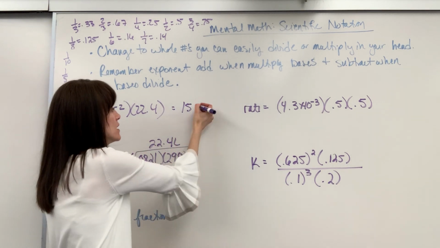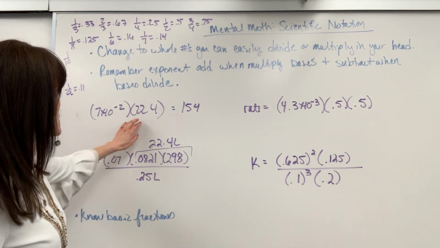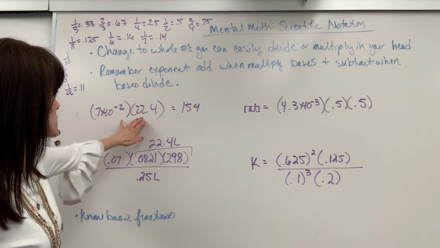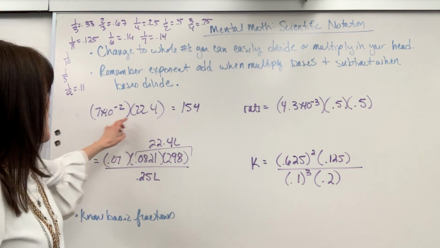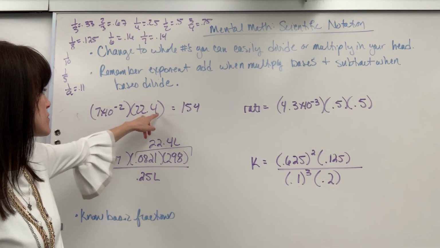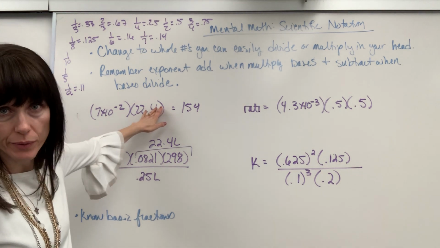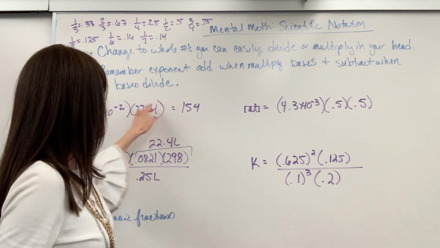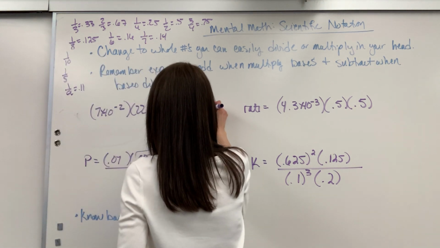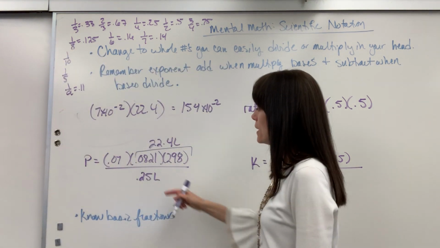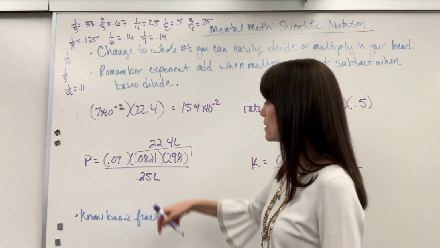I'm going to go ahead and leave it as the 154, where I just multiplied 7 times the 22. Now, I have to take care of the scientific notation. This is understood to have 10 to the 0, okay? There's no scientific notation, so this is still just going to be times 10 to the minus 2. Now, I've got to divide it by this.